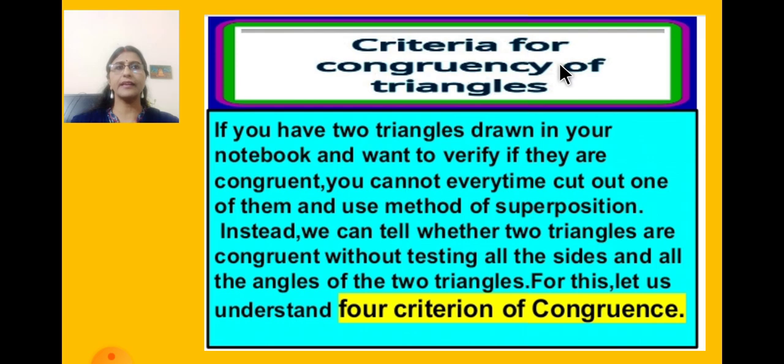First is criteria for congruency of triangles. If you have two triangles drawn in your notebook and want to verify if they are congruent, you cannot every time cut out one of them and use the method of superposition. Instead, we can tell whether two triangles are congruent without testing all the sides and all the angles of the two triangles. For this, let us understand four criteria of congruence.